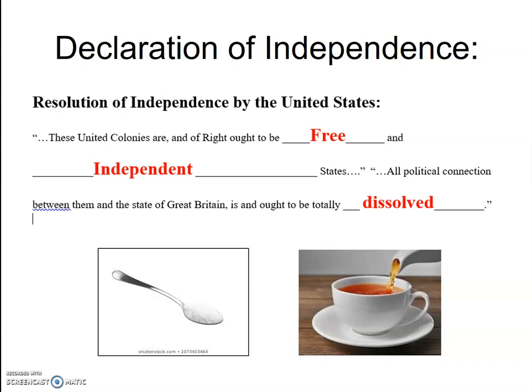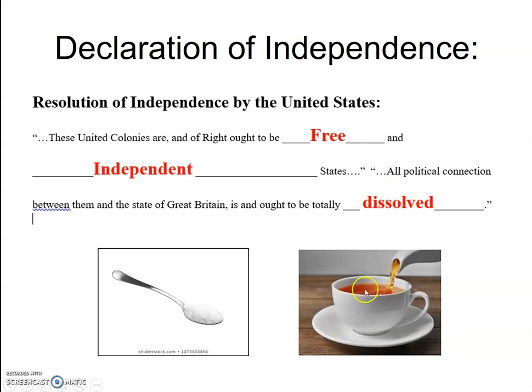Jefferson finishes the Declaration of Independence with this resolution: these united colonies are and of right ought to be free and independent states. All political connection between them and the state of Great Britain is and ought to be totally dissolved. When something is dissolved, it's gone completely. It can never be recovered.